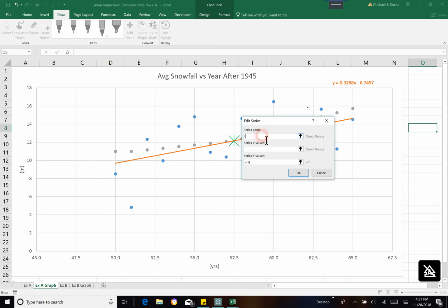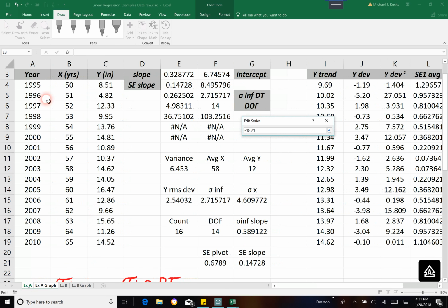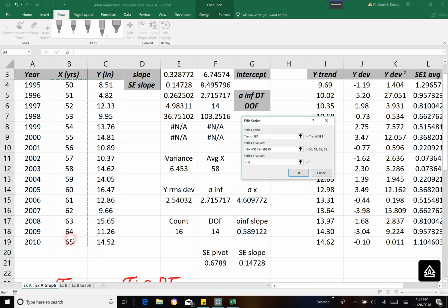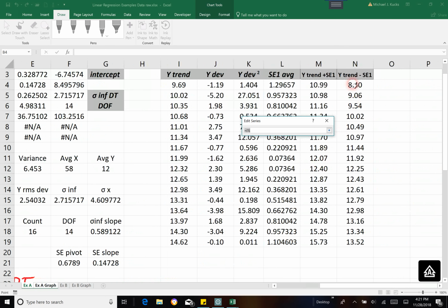There we go. And then I'm going to add another series. I'm going to call it trend minus SE1. And we're going to choose the same X values, and I'm going to choose the other column of Y values. This one right here, Y trend minus SE1.